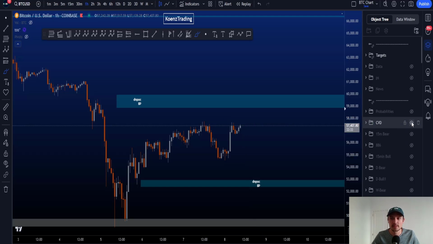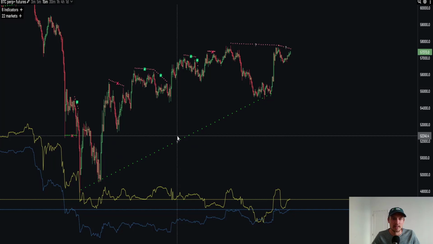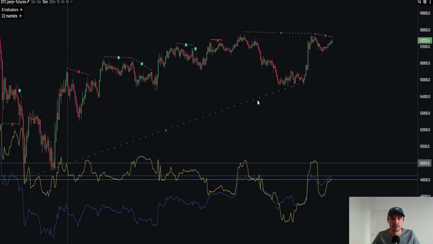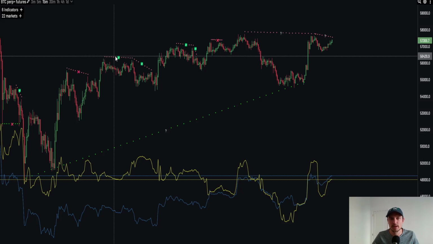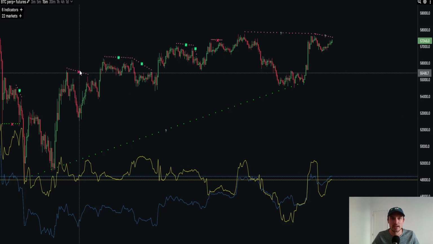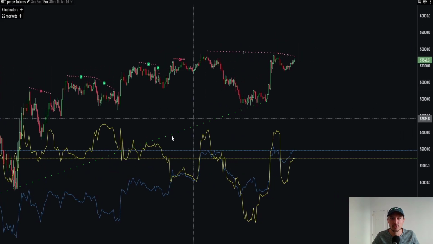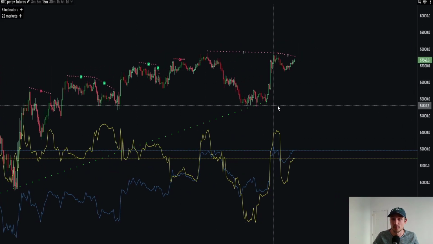If we look at the CVD divergences, then we have bullish CVD divergences here: higher low on price, lower low on the CVD. The target would be this high. As price has been moving towards the upside, we had consistent bullish CVD divergences. All of these have played out. Some of the bearish CVDs here also played out. You can see lower high on price, we had a higher high on the CVD. A check mark here means it played out. The X means invalidated. And the question marks mean we don't yet know, right?